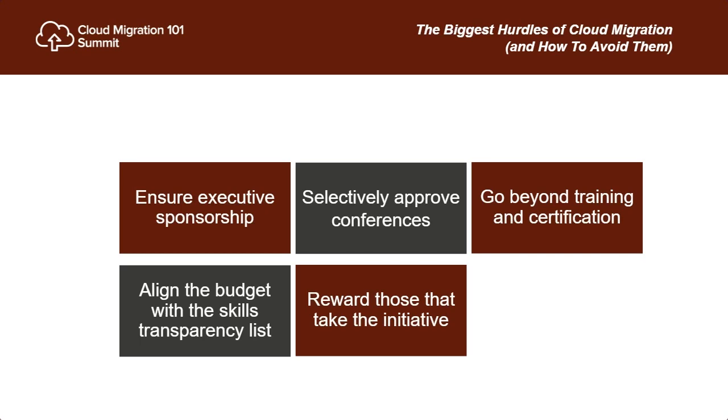Don't just rely on them. Use these labs to also potentially grade bonuses and so on and so forth. And then align the budget with the skills transparency list that we talked about. Again, make sure that any skills and training they're taking is part of what you would like them to take. And then finally, you want to reward those that are taking the initiative, those that are actually cooperating. You want to be able to reward them so that you're rewarding this type of behavior.